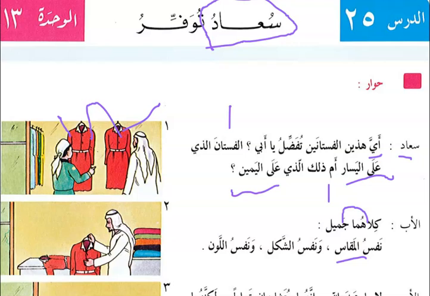نفس الشكل, same shape. شكل means shape. ونفس اللون, and same color. Father is saying that they both are quite beautiful and they're the same: نفس المقاس, same size, same shape, and same color.